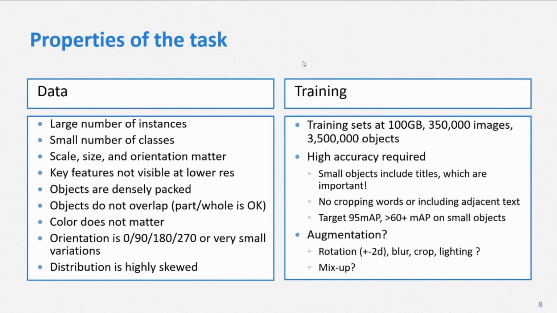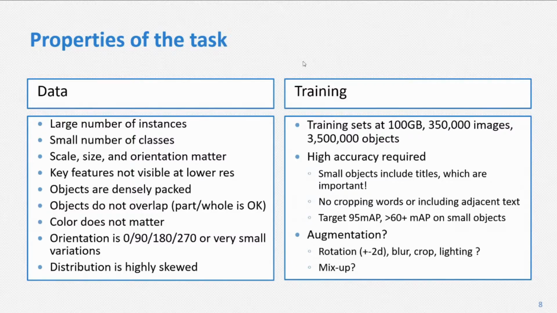The training set I'm using most of the time, the full thing is 100 gigabytes, about 350,000 images, and an average of 10 objects per page, so 3.5 million objects. I typically have been working with a subset of it. I usually now work with 100,000.